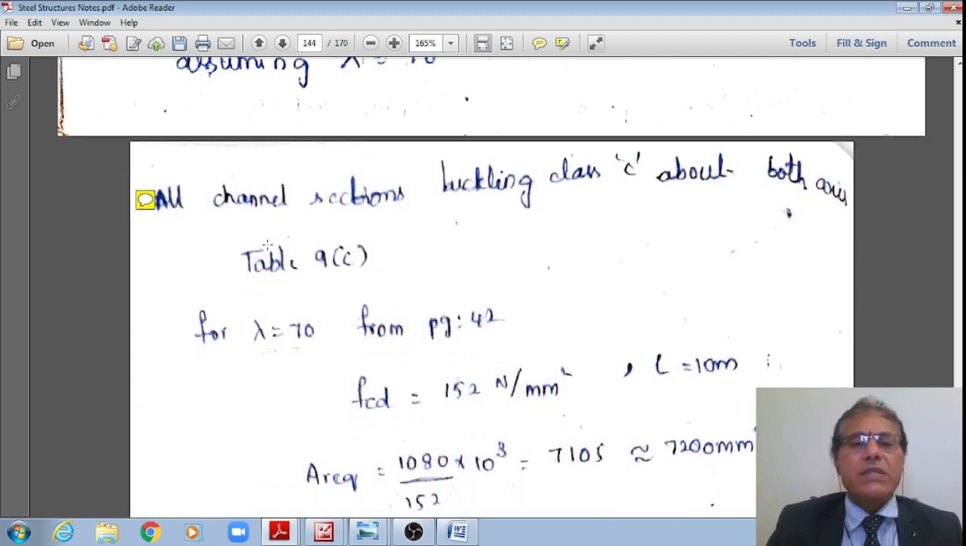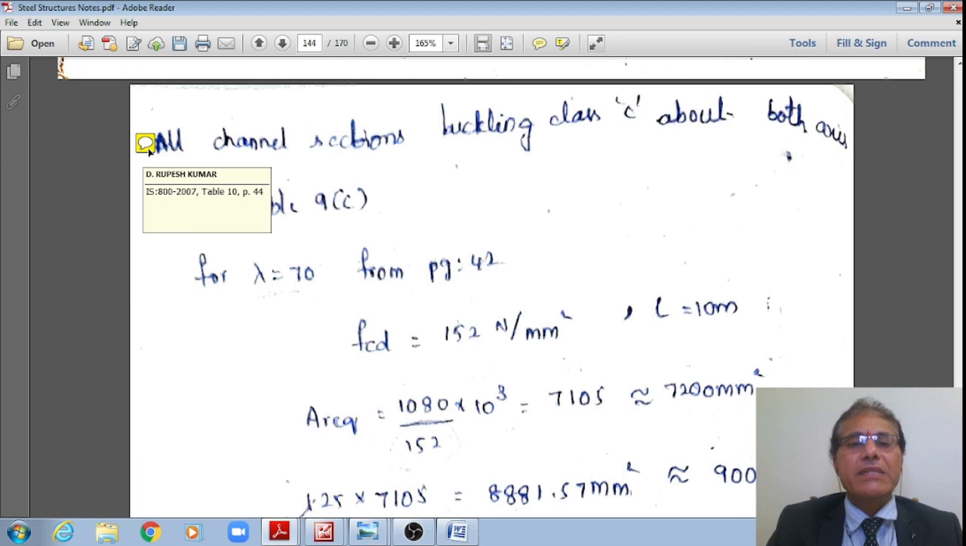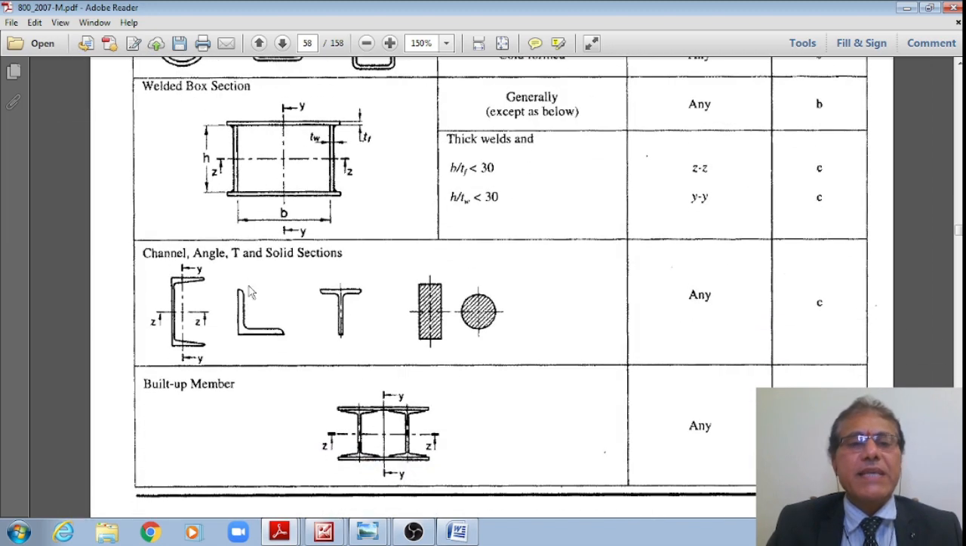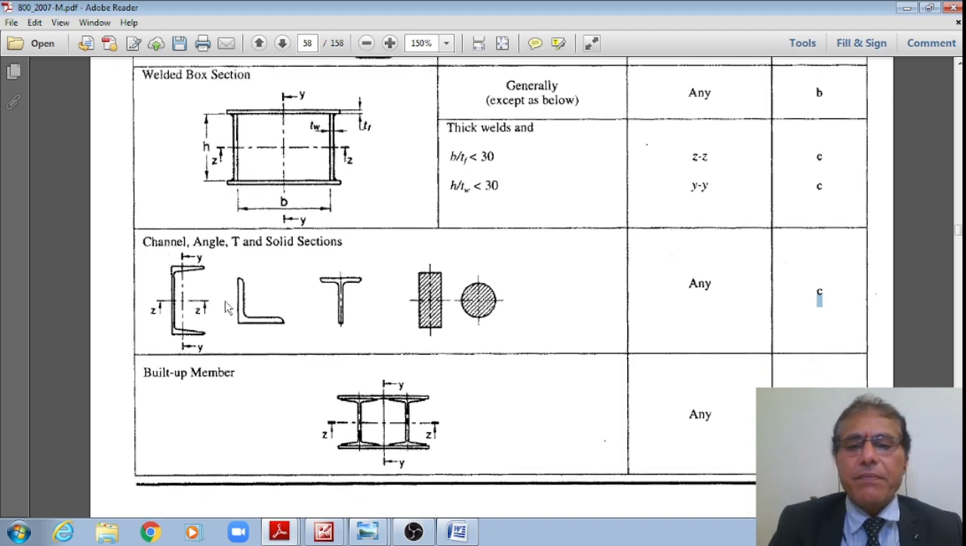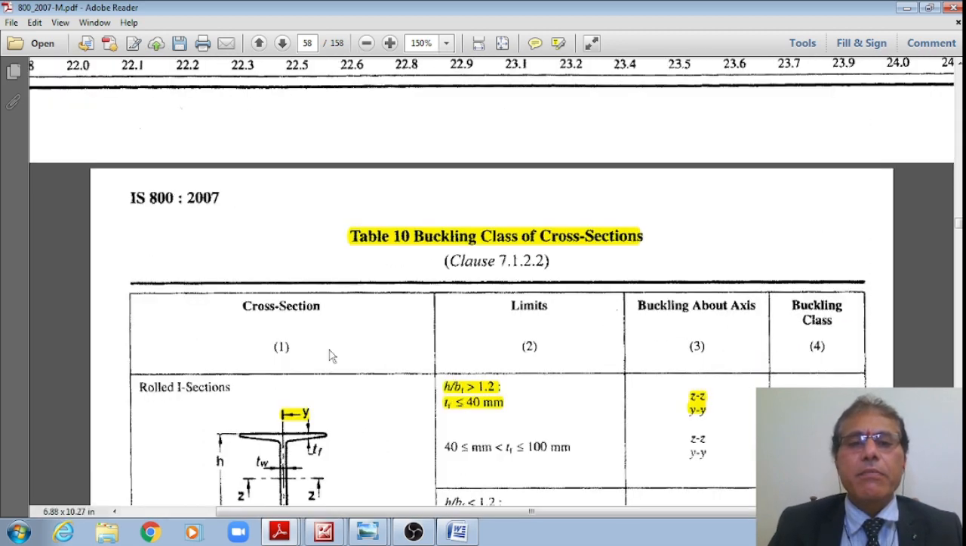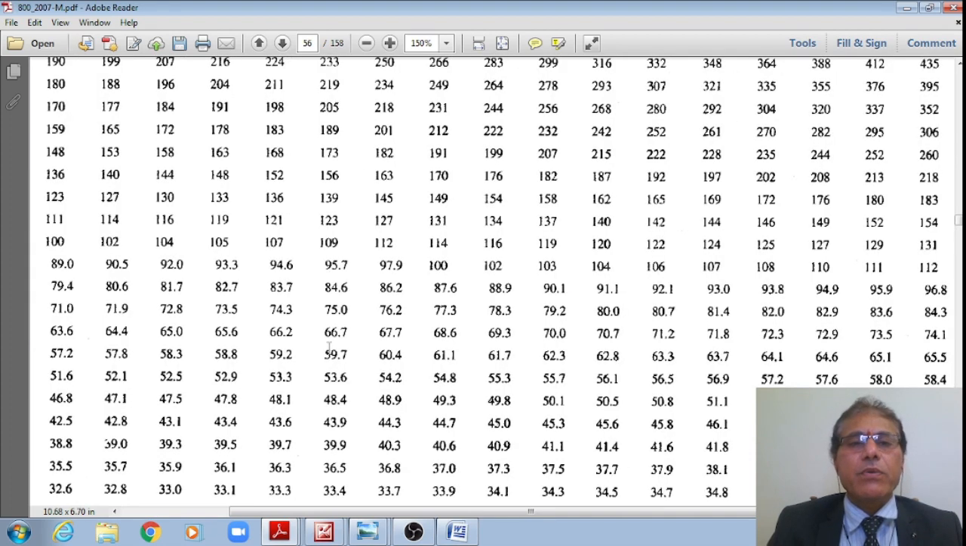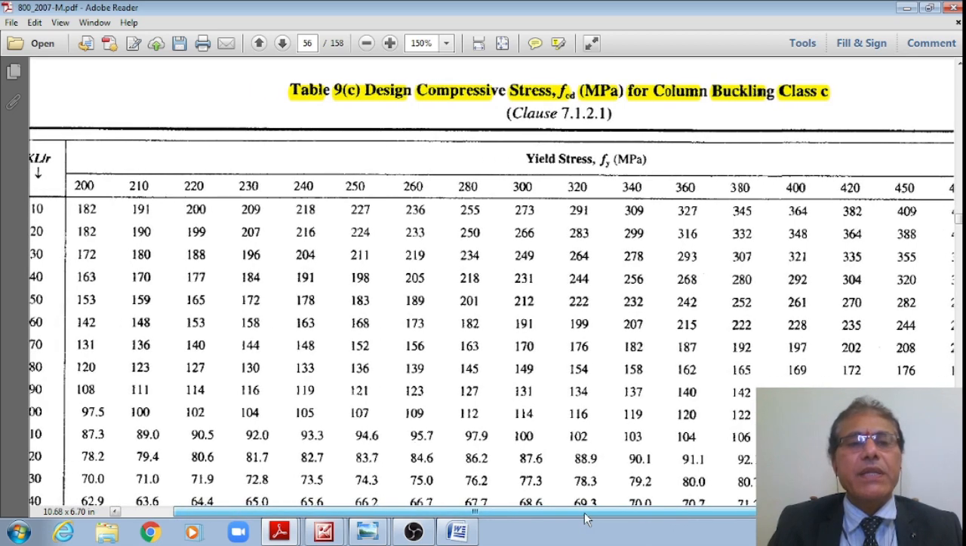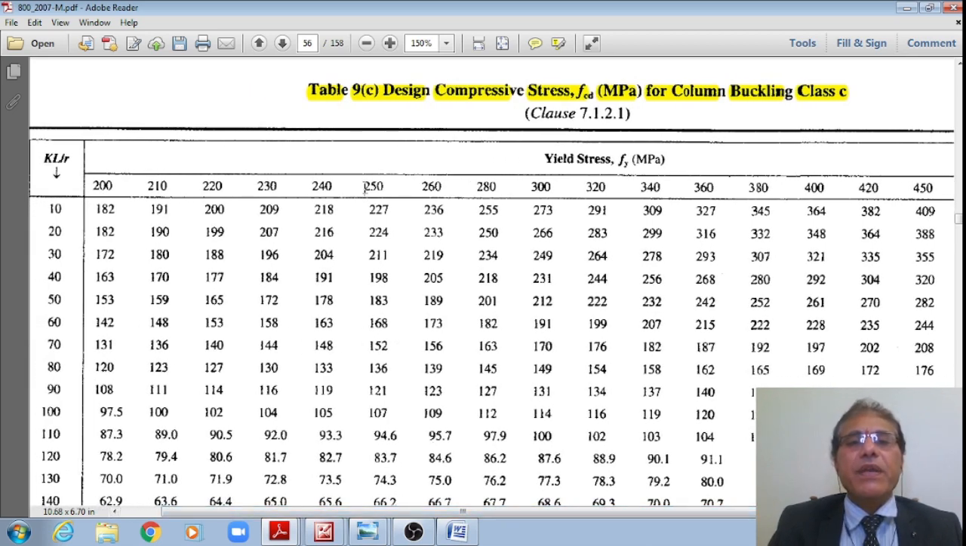Therefore, now I'll go to table 9C, from page number 42. Let me go to this page number 42, student. This channel is buckling class C. Yes, I'm there in page number 42 for that buckling class C. For slenderness ratio lambda is equal to 70, and for fy is equal to 250, I do have the design compressive stress as 152.